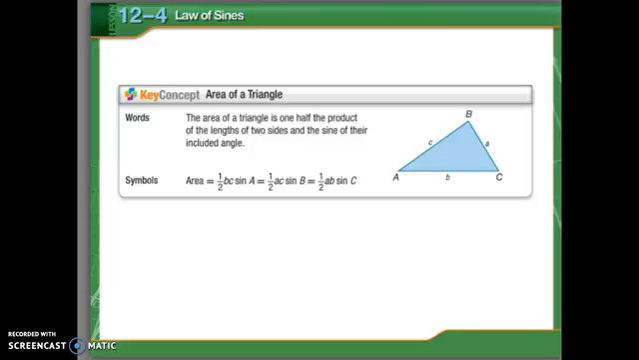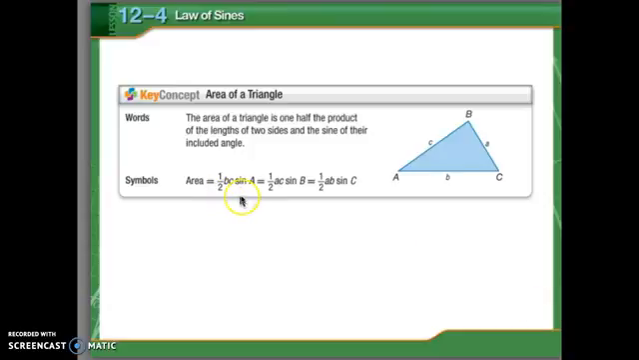So this is not the law of sines, it's just a different way to find the area of a triangle that's not a right triangle, just any old triangle, if you know two of the sides and an included angle. So like a side angle side from geometry.